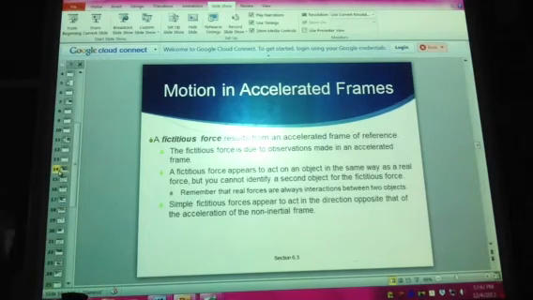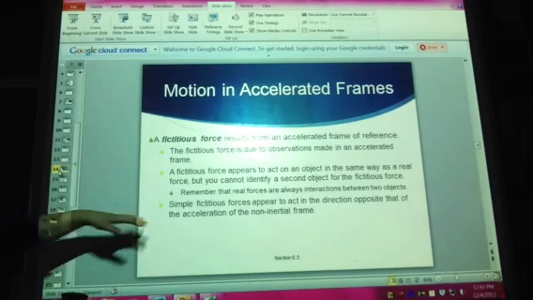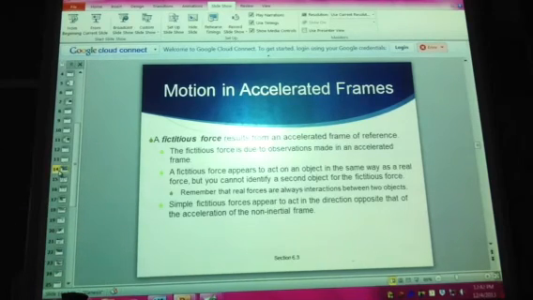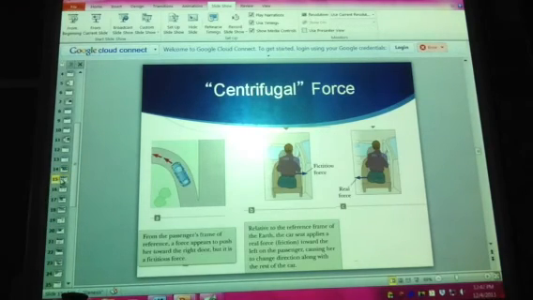Real forces are always going to show us an interaction between two objects. That's super important. It's really going back to Newton's third law, which says that for every action there is an equal but opposite reaction. So I have to have some type of interaction between objects to have a real force present. A fictitious force is really only acting on one object, and we don't see an interaction between things. Simple fictitious forces appear to act in the direction opposite to the acceleration in a non-inertial reference frame. The centrifugal force is a good example of this.